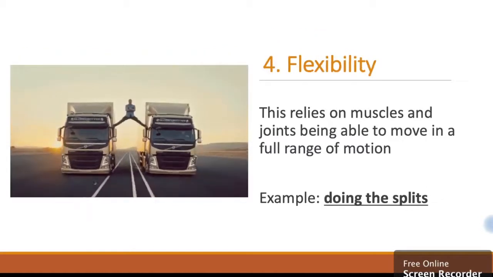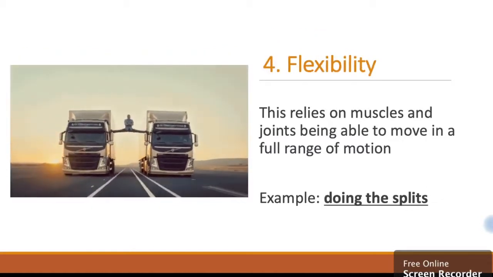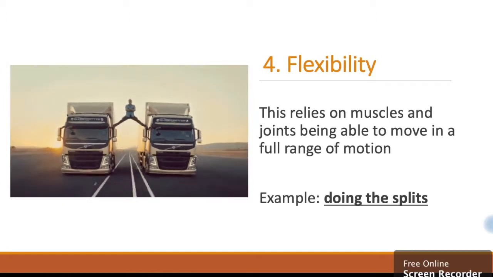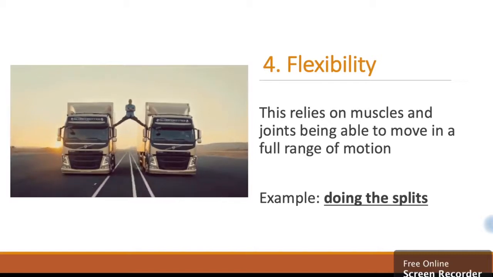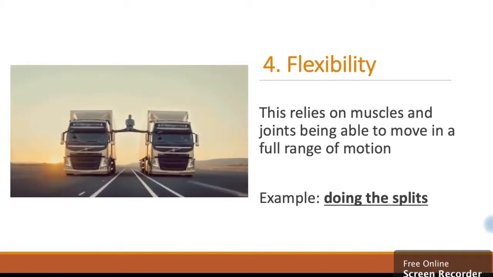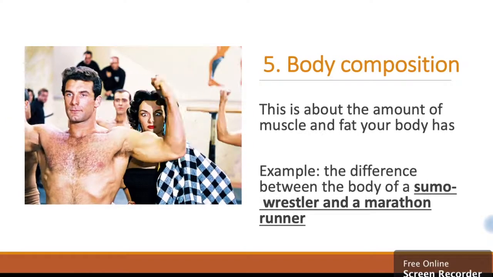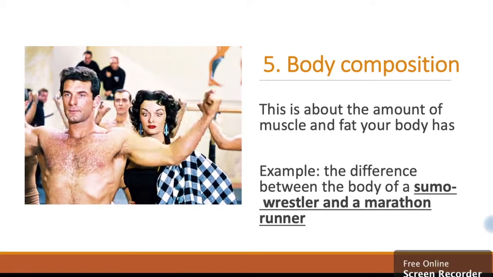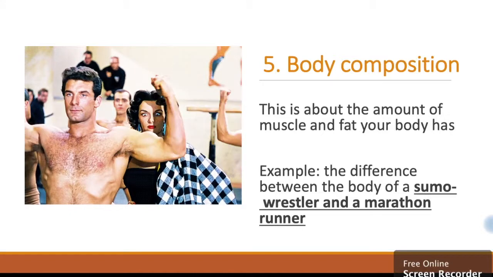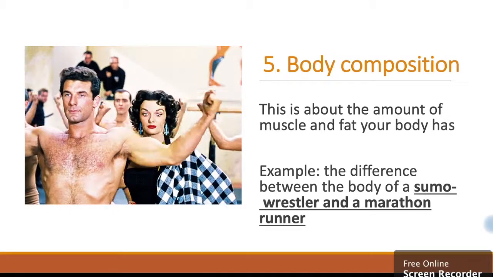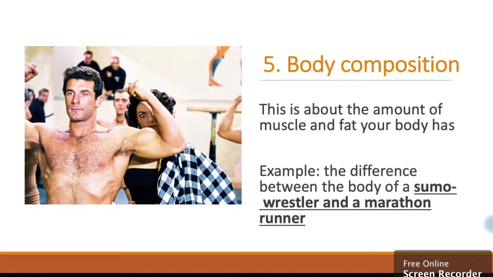Number 4, flexibility. This relies on muscles and joints being able to move in a full range of motion. An example, doing the splits. Can you do the splits? I certainly can't. Number 5, body composition. This is about the amount of muscle and fat that your body has. In other words, what your body is made up of. An example, think about the difference between a sumo wrestler and a marathon runner.